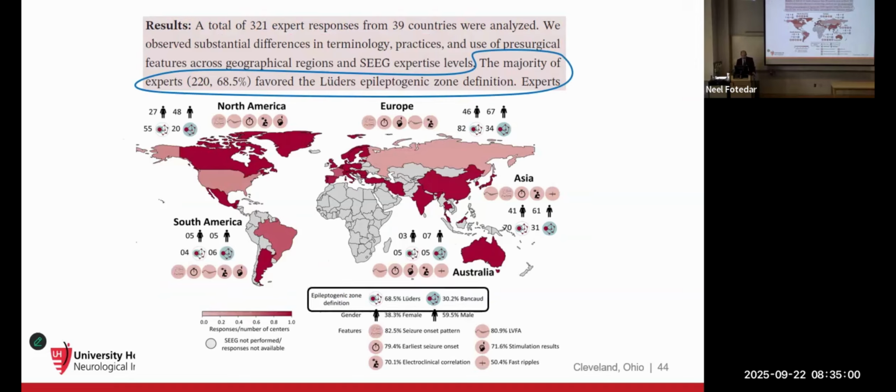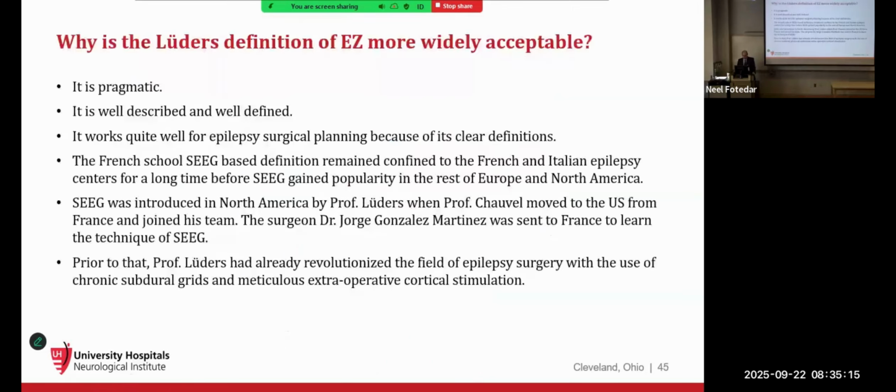In the United States, the Bancaud definition is a little more popular. That may have to do with the recent popularity of SEEG in the United States. It's a little more popular, but it's still overwhelming in North America, the Lüders definition is still very popular, in Europe as well. But why is this more widely accepted? Well, it's very pragmatic, it's very practical, it's very well described, and it's very well defined. Each zone is very well defined. It works quite well for surgical planning because of its clear definitions. And the other reason for that is the SEEG-based definition primarily remained restricted to France and Italy and some other parts of Europe.